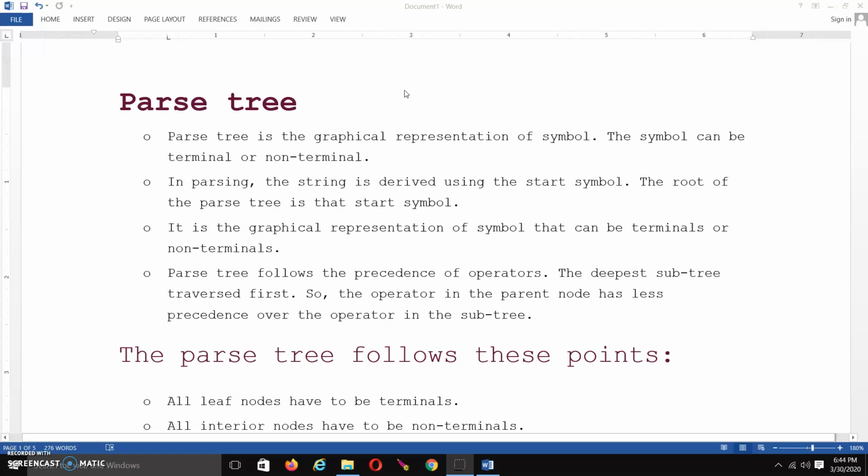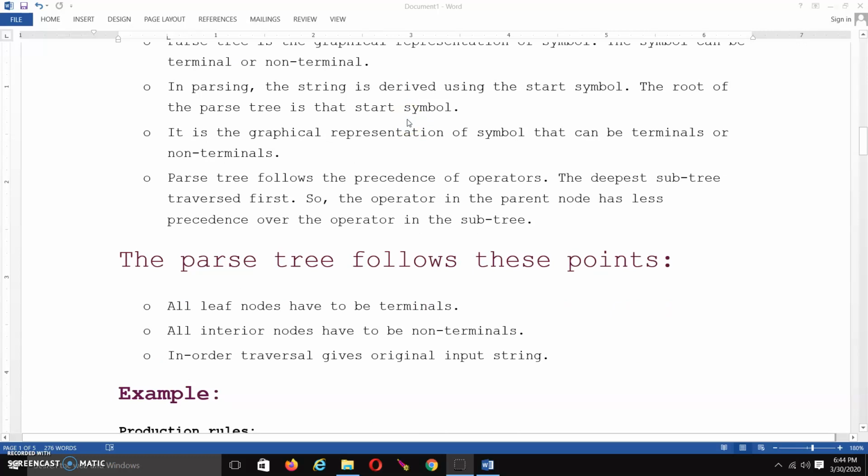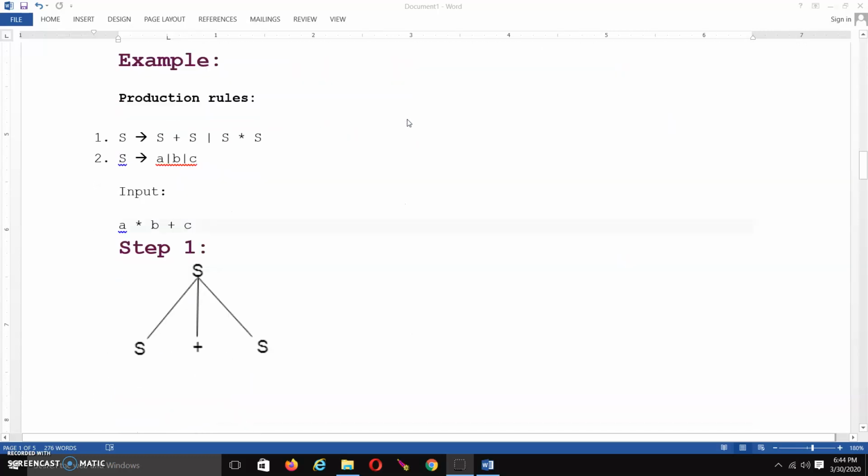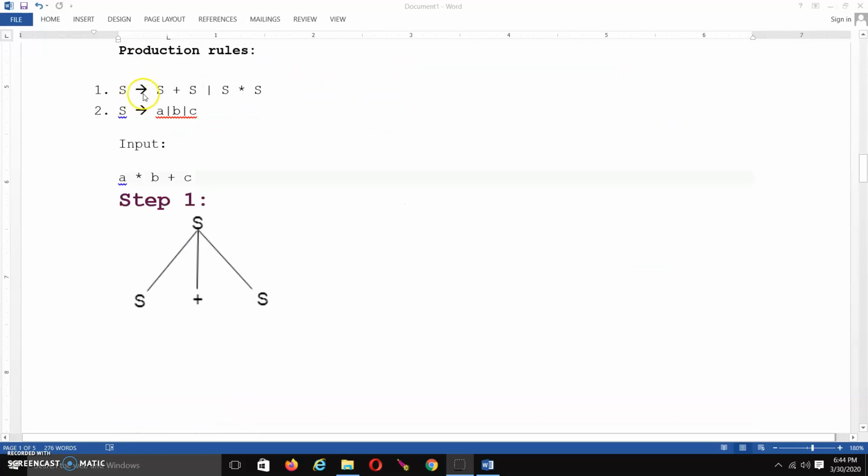So let us consider an example parse tree. These are the properties of all the parse trees, whatever I said. For example, if we consider the grammar G, the production rules are S tends to S plus S or S star S, and S tends to A or B or C. So these are the two productions available in the grammar G. Now if I am given the string to derive, W equals A star B plus C.